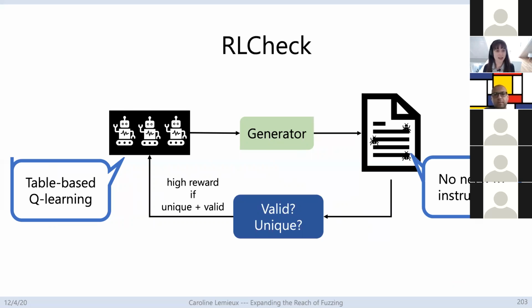And the other nice thing is now we're back in the case where we don't actually need to instrument the program in order to get coverage feedback, because we're just looking at whether the inputs are valid. And we can get that via, you know, just return codes from the program.